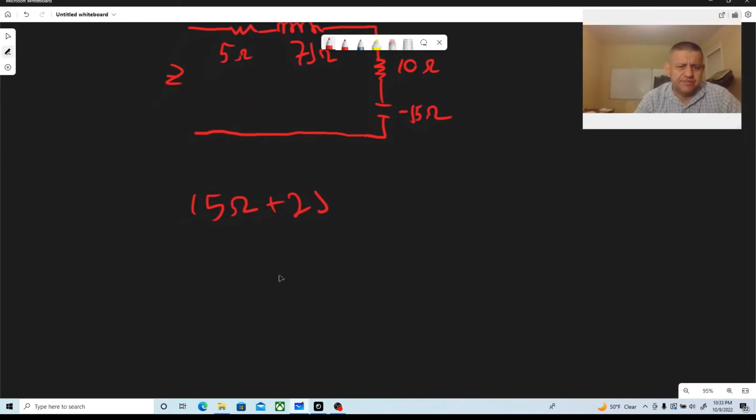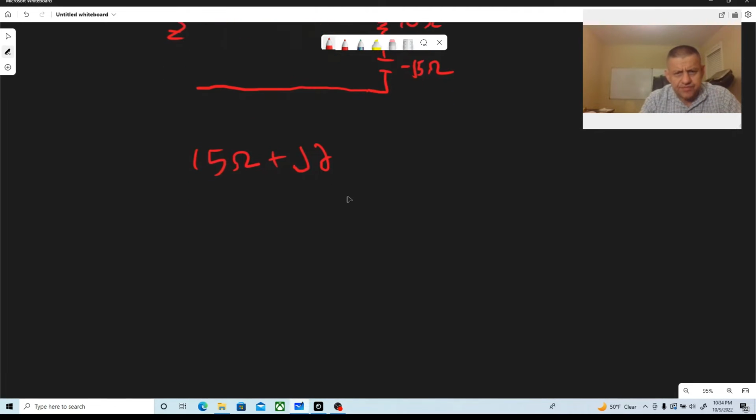Now, some books write it like this, so let's do it like this: 15 plus J2. With that being said, we need to find the magnitude of that, and then we're looking for some type of angle.